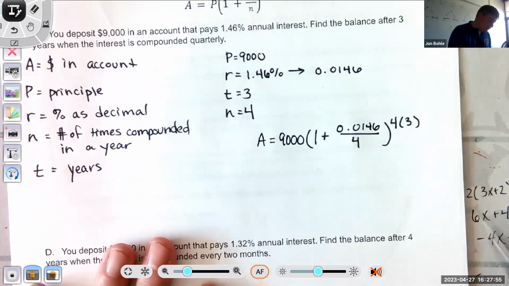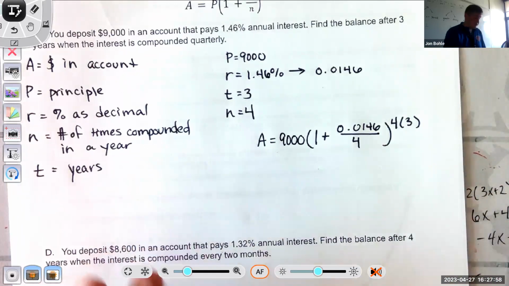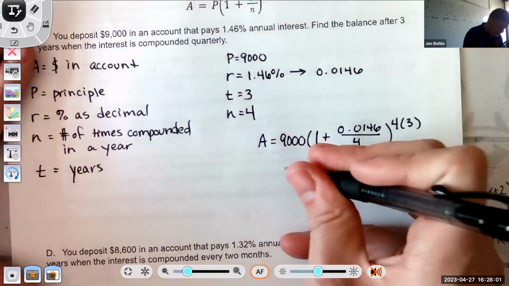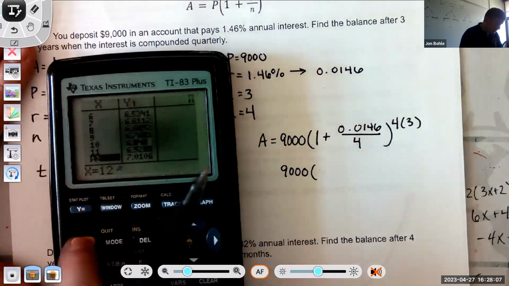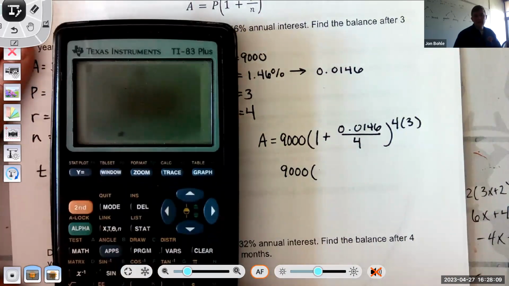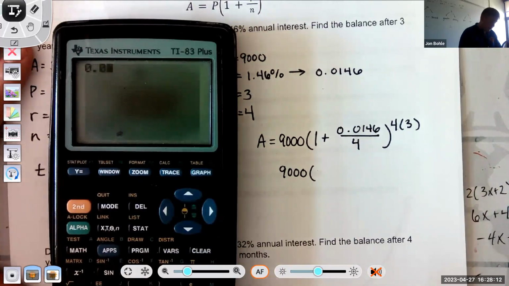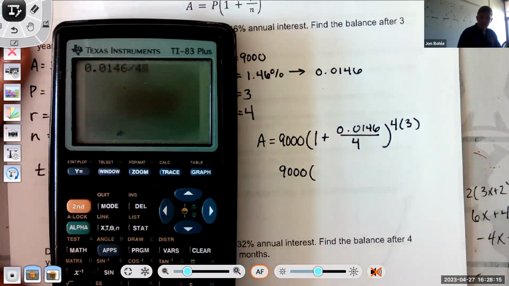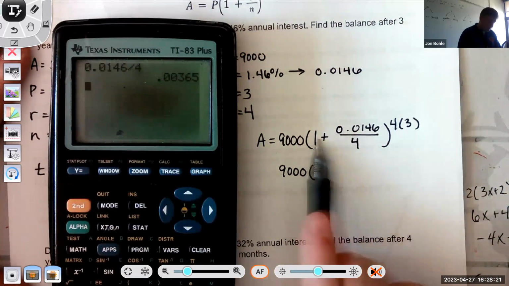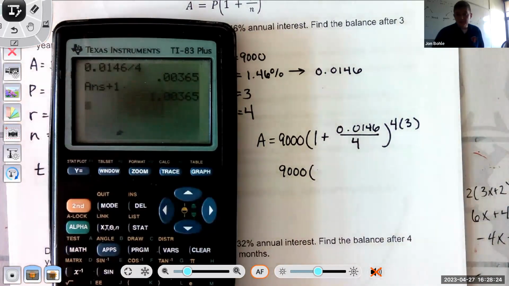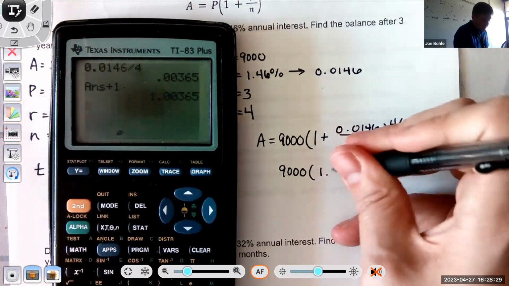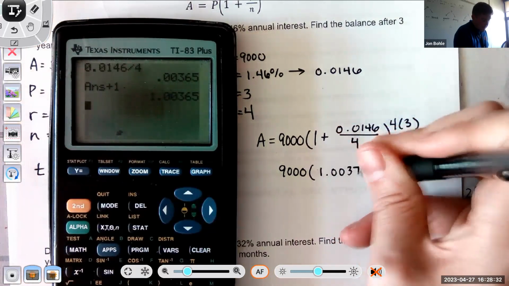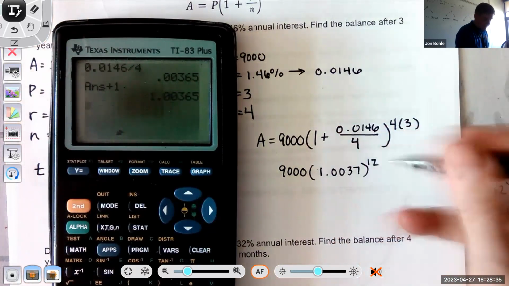It's quite simple. First off, 4 times 3 is going to be 12. So we're going to just assume that we know how to do that. So here, the first part is 9,000 times. We got to figure out this inside number. This is how you do it. Take your calculator out, clear out what you have. 0.0146 and then divide it by 4. Hit enter. Once you get that, plus 1. Okay, generally speaking, let's just round to 4 decimal places on the inside of this number here. So we'll go 1.0037 to the 4 times 3 power, 12.